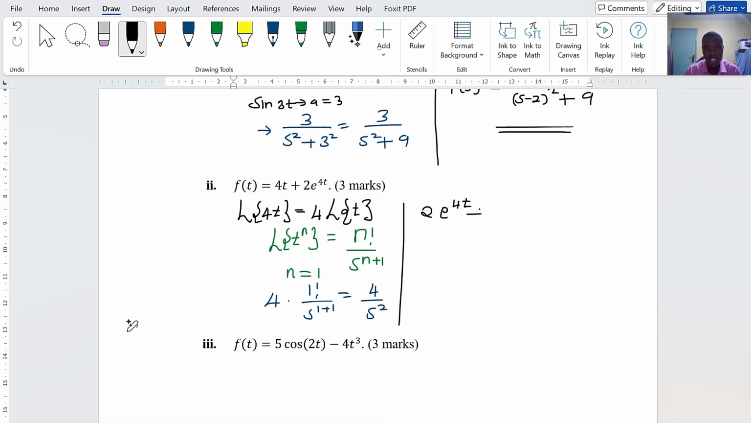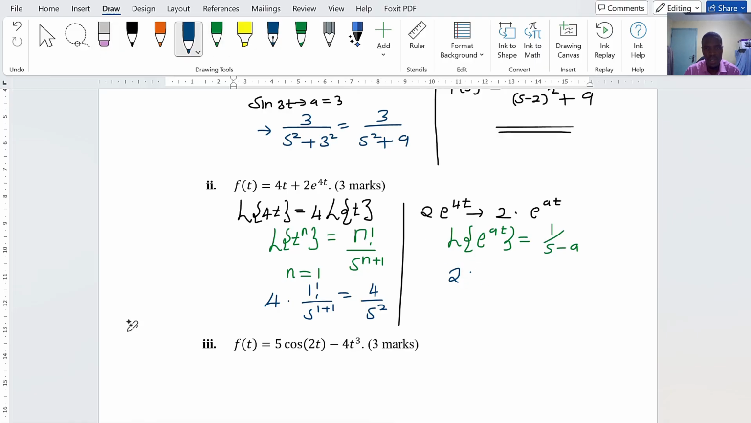2e^4t. Now this relates to 2 times e^at. Okay, now we can recall again the Laplace transform of e^at is simply 1 over s minus a. So it means we are going to look for 2 into the Laplace transform. Okay, we have already said that.